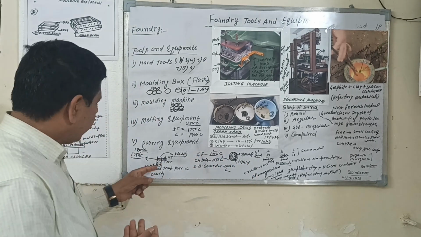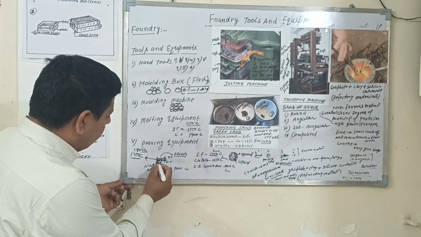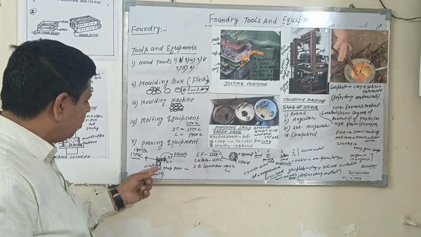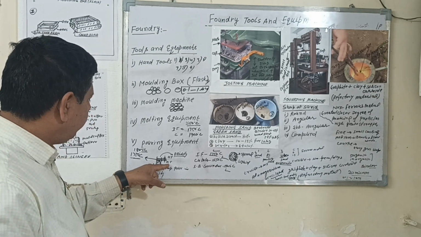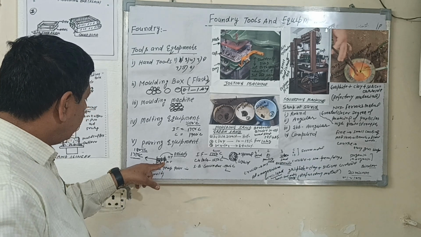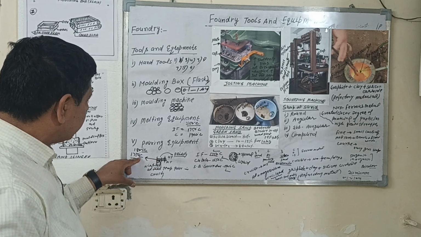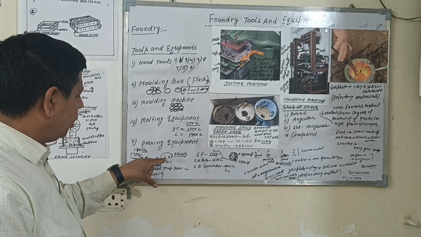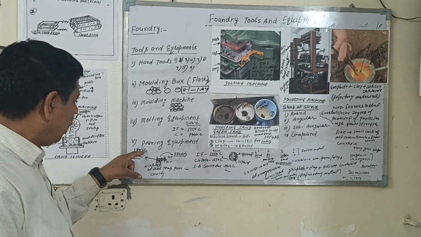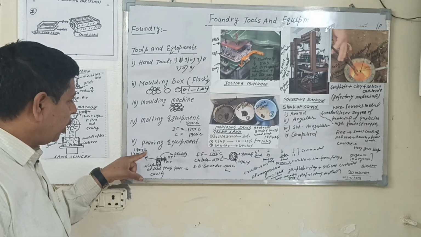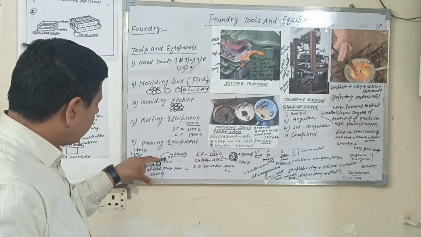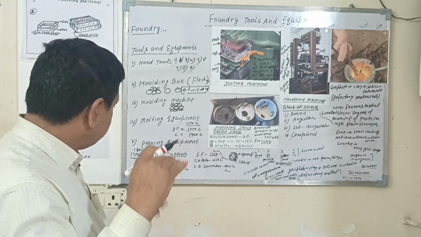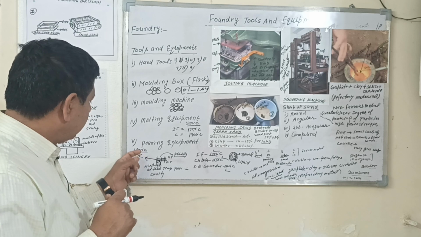Again, you can see the metal is heated. The metal temperature is 1750 degrees Celsius. So how do we judge the metal is ready? The metal is heated again up to 1800 degrees Celsius. It means a spiral forms at the surface, a layer on the surface of the metal. So you can judge that the metal is ready.